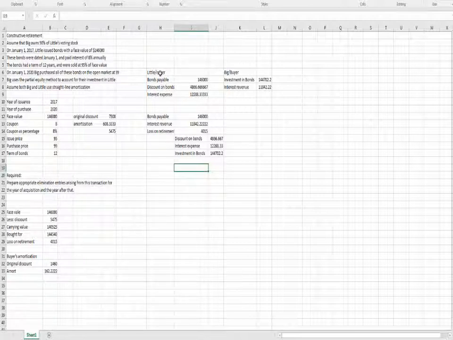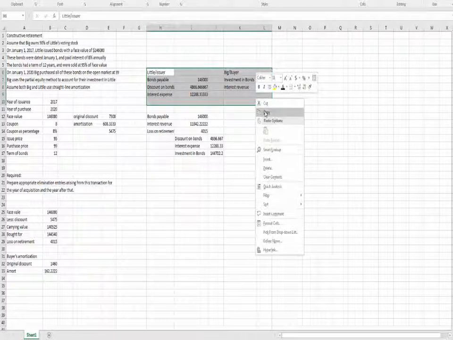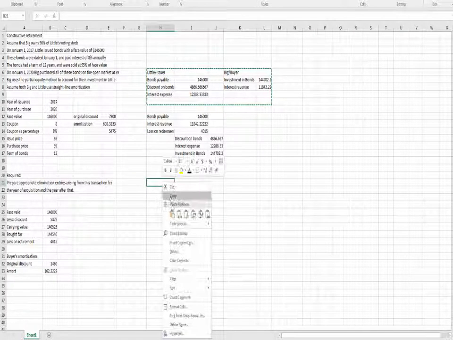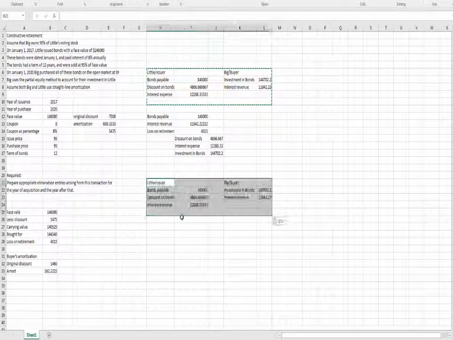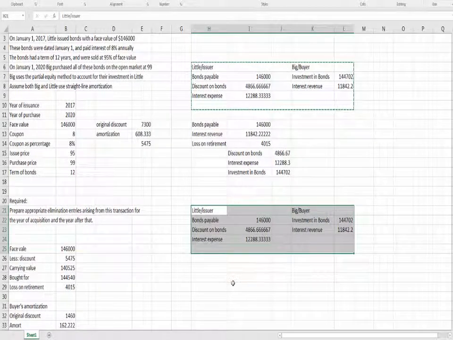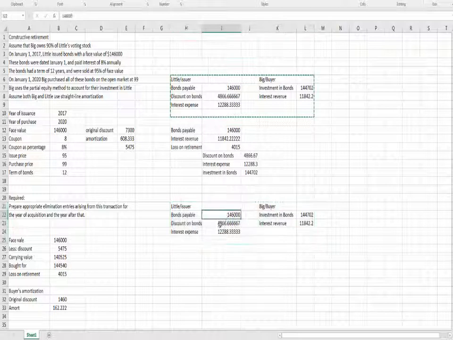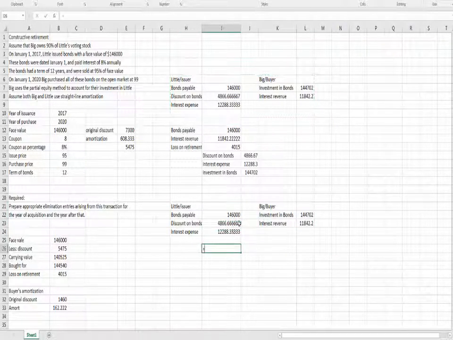Okay, let's go ahead and go through to the following year. And I'm just going to go ahead and copy these values here. So what do we have for the following year? Bonds payable is still $146,000. The discount has been amortized some more. Again, the discount is going down. This is the issuer's discount. The issuer's discount is going down by the amount of their annual amortization of $608.33.